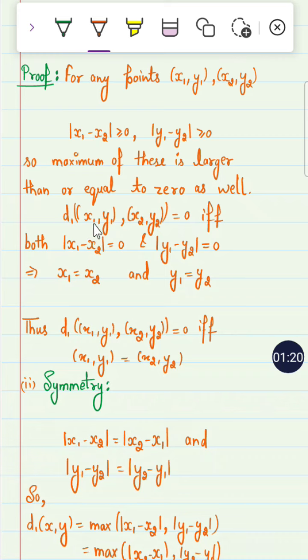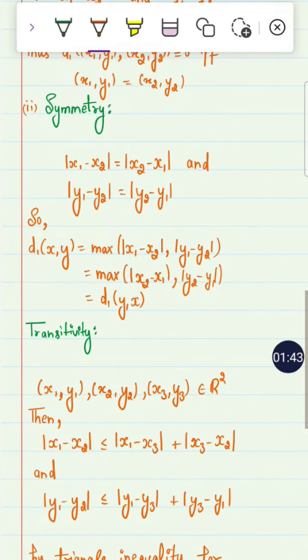But the metric equals 0 if and only if |x1 - x2| is equal to 0, and |y1 - y2| is equal to 0. If |x1 - x2| is equal to 0, after removing the modulus, it gives you x1 equals x2 and y1 equals y2, right? So this proves that it is a non-negative function.